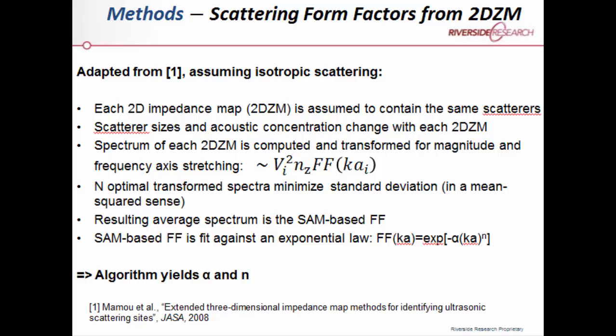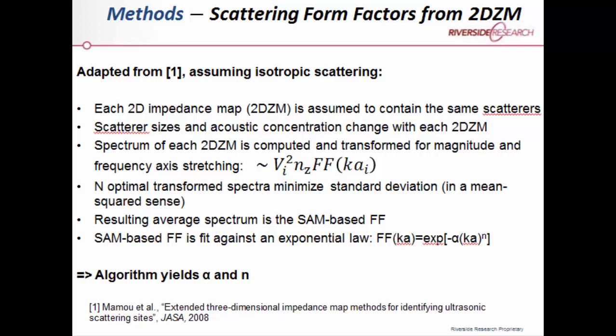And under this assumption, when you take the Fourier transform, a little bit like Ego described using that radial symmetry, what you get is something that's proportional to the volume of the scatterers, the acoustic concentration, and that form factor that is a function of K and the scatter size, or in that case, the scatter radius within that 2D impedance map. So if you look at this expression, you get one of these for each of the 2D impedance maps. So the idea is we want to match them to actually get that form factor function.